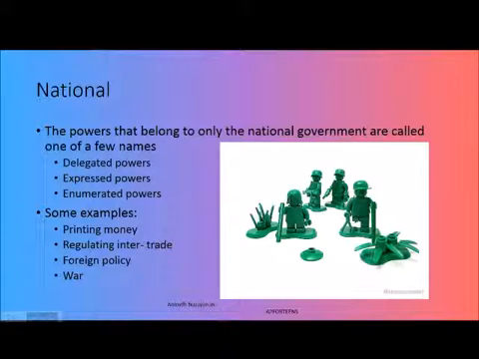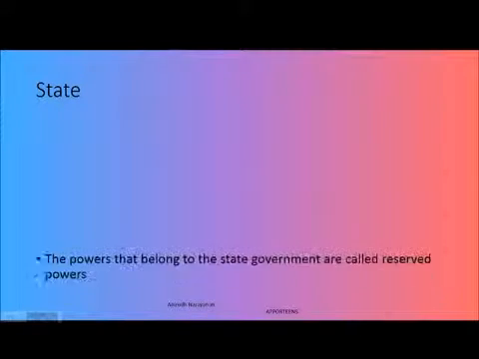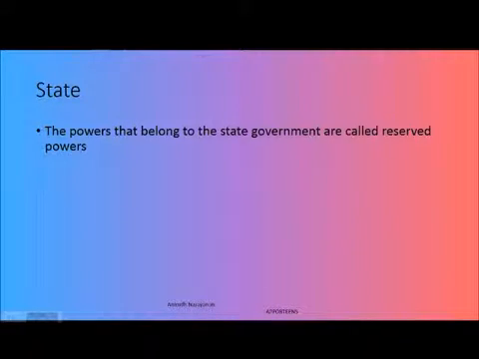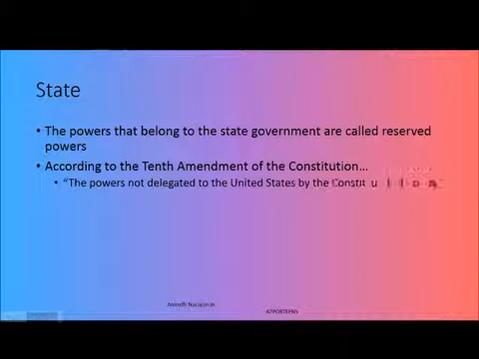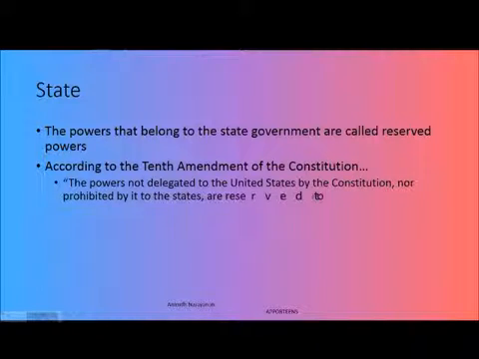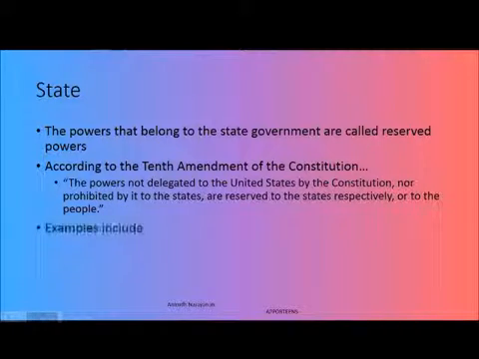Because obviously, you're not going to see the state of Texas go to war against Spain. Well, actually, you're not going to see the state of Texas go to war against Russia or China or any place like that. State powers. The powers that belong to the state government are reserved powers. According to the 10th Amendment of the Constitution, and I quote, literally, the powers not delegated to the United States by the Constitution, nor prohibited by it to the states, are reserved to the states respectively or to the people. That's literally pretty much the entire 10th Amendment right there.